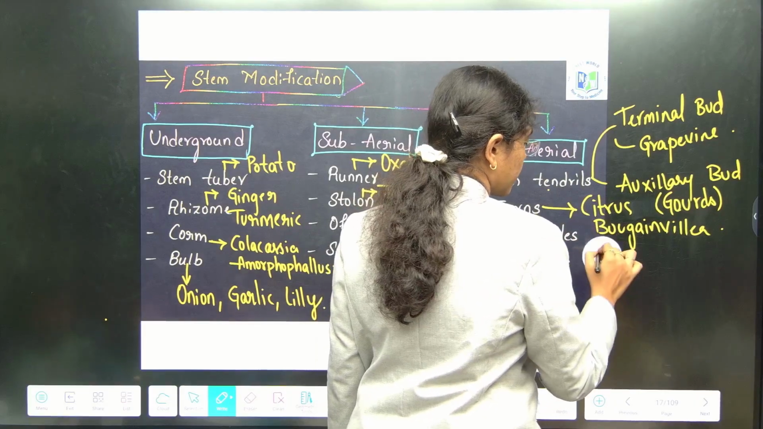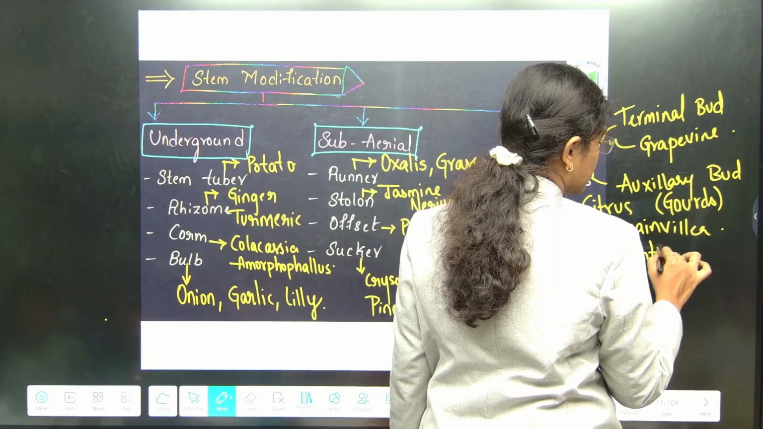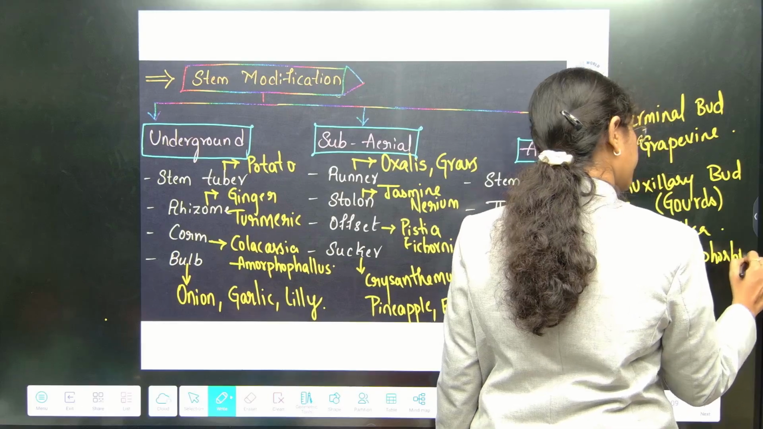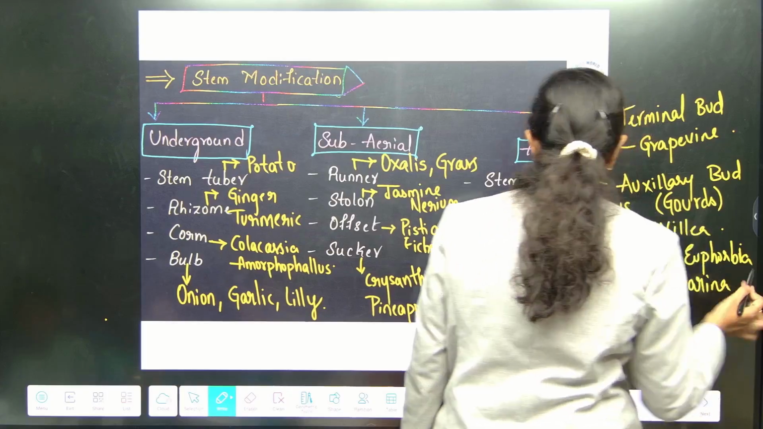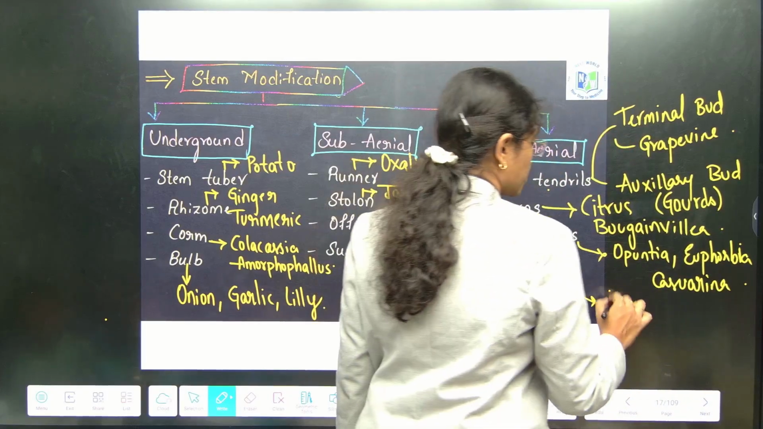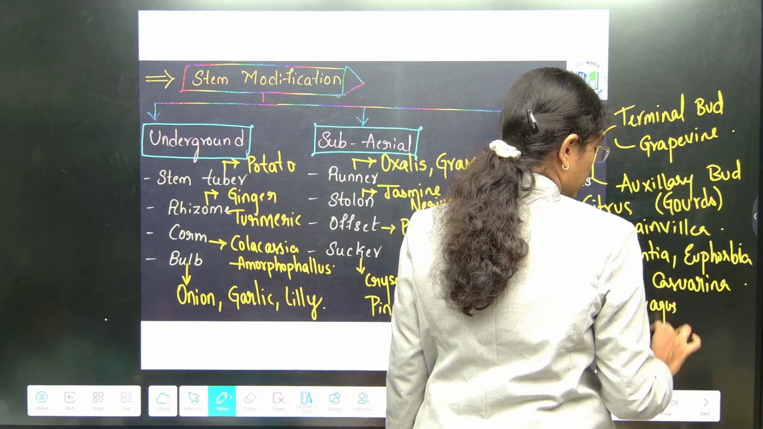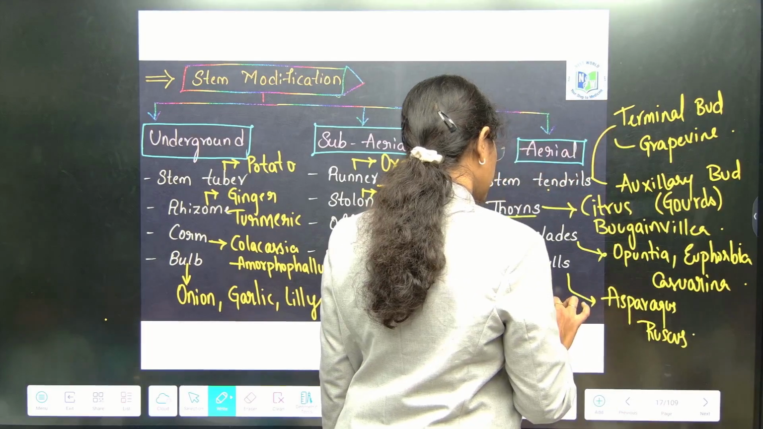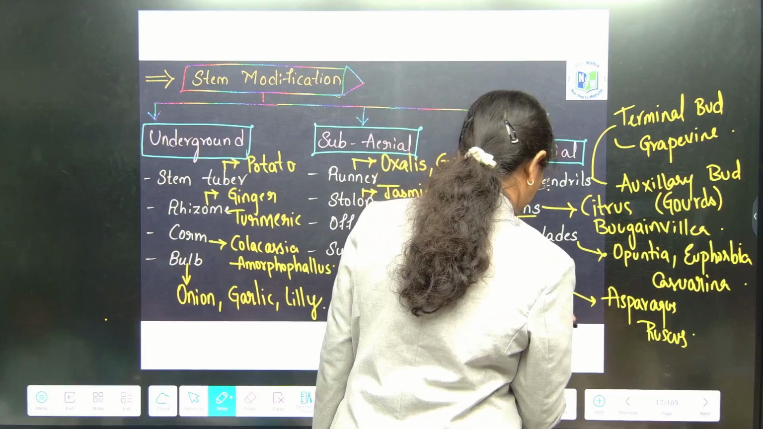Phylloclades. Fleshy flattened is Opuntia. Fleshy cylindrical, Euphorbia. Needle-like structures? Very good. Cladophylls? Asparagus. Ruscus. Bulbils? Dioscorea. Agave and Dioscorea.